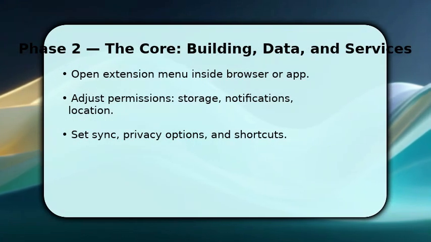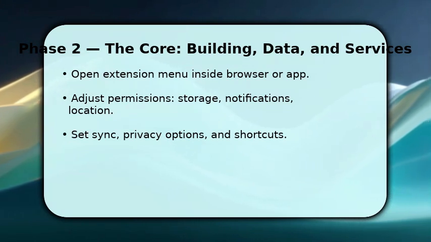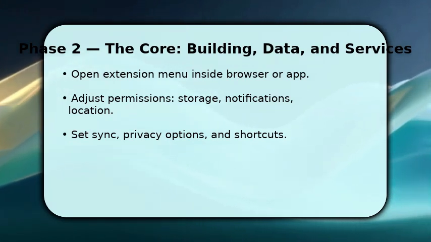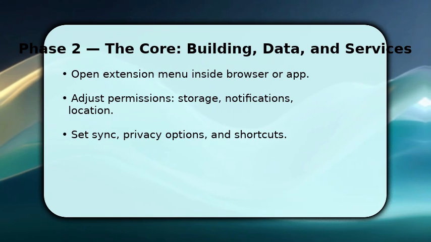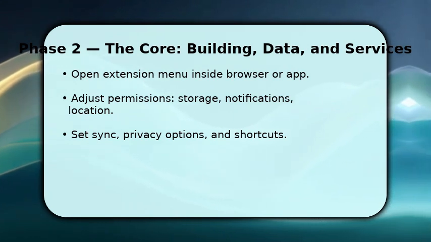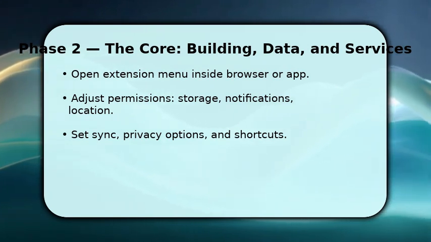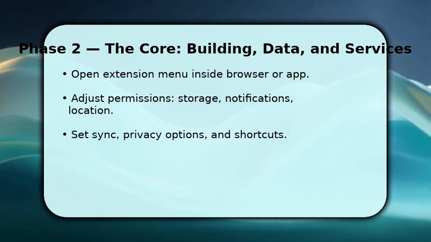You now configure the extension. Open the browser menu, find Extensions or Add-ons, and select the one you installed. Toggle features on or off, and adjust permissions like storage, notifications, and location to match your needs.